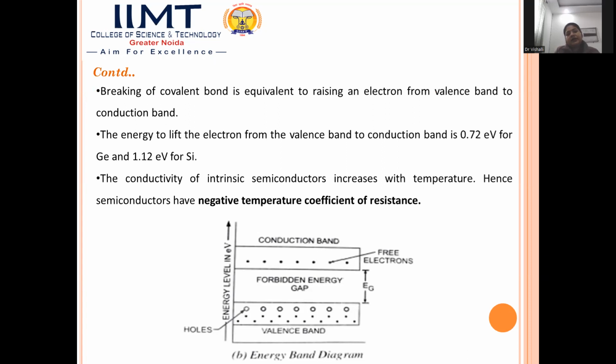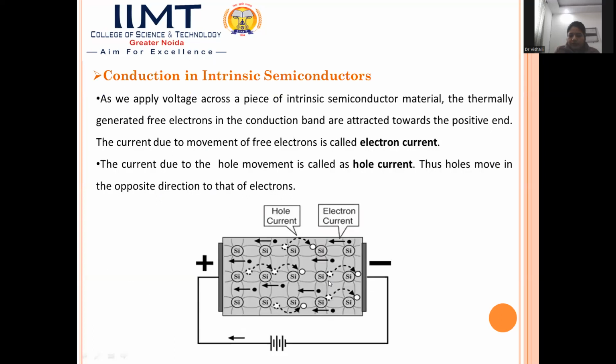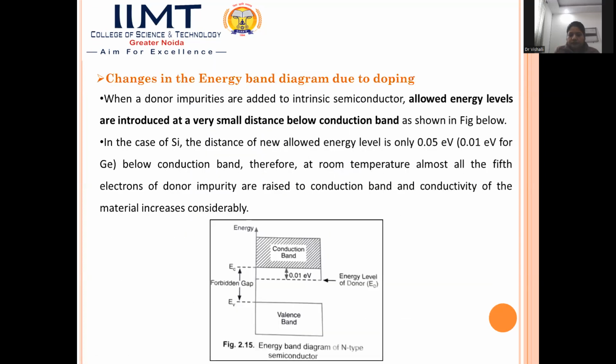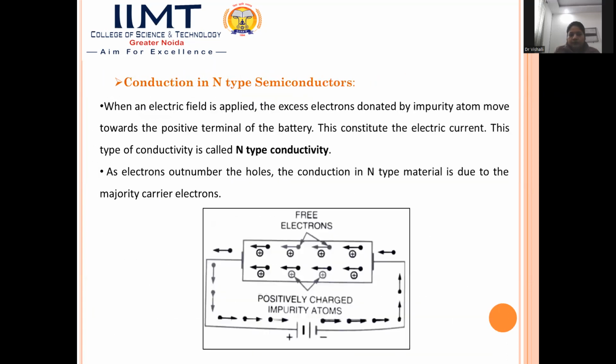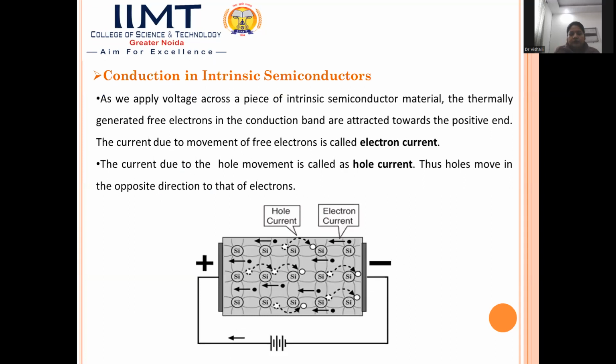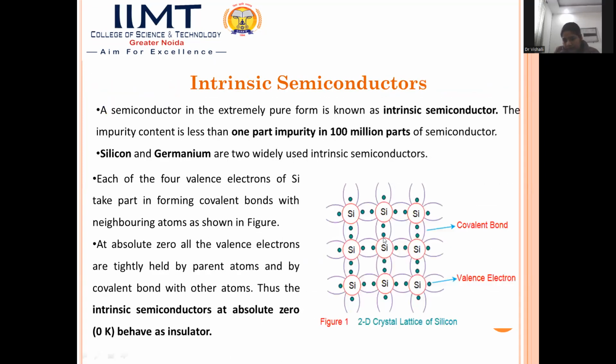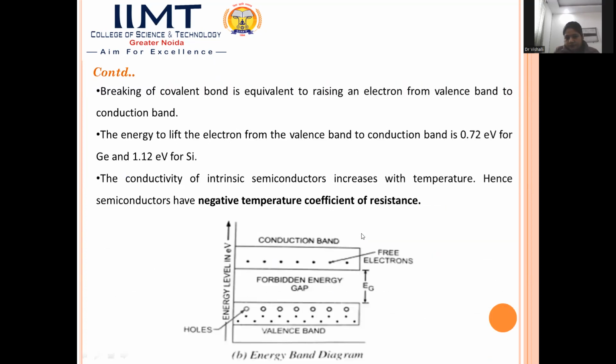Now let us try to understand, as we have increased the temperature and the covalent bond is being broken, this thing in terms of the energy band diagram. In the energy band diagram, the breaking of the covalent bond, which is due to the increase in temperature, is equivalent to raising an electron from the valence band to the conduction band. As the covalent bond is broken, the electron has left its place, which is equivalent to raising an electron from the valence band to the conduction band.